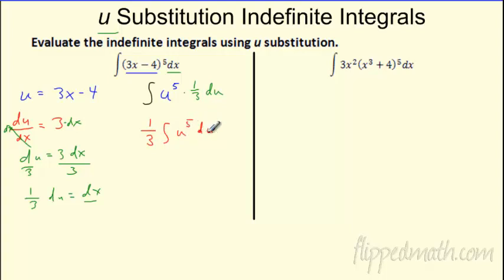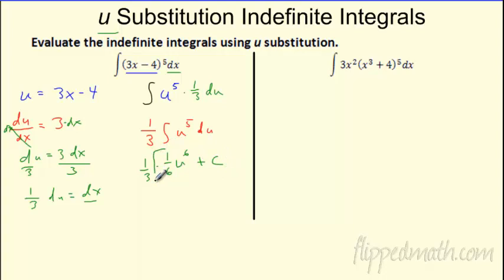This is nice looking now. This is something I can integrate, no problem. What do I have to do? Well, let's go ahead and integrate it. I'm going to bump the U up to U to the 6th. Then you divide by that new power, 6. And then I still have the 1/3 out in front. And what do I have? I introduce some constant C.